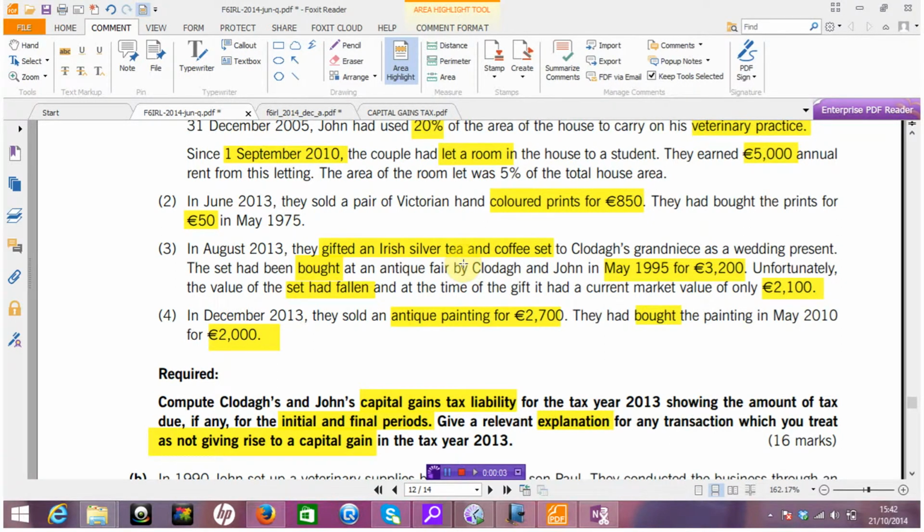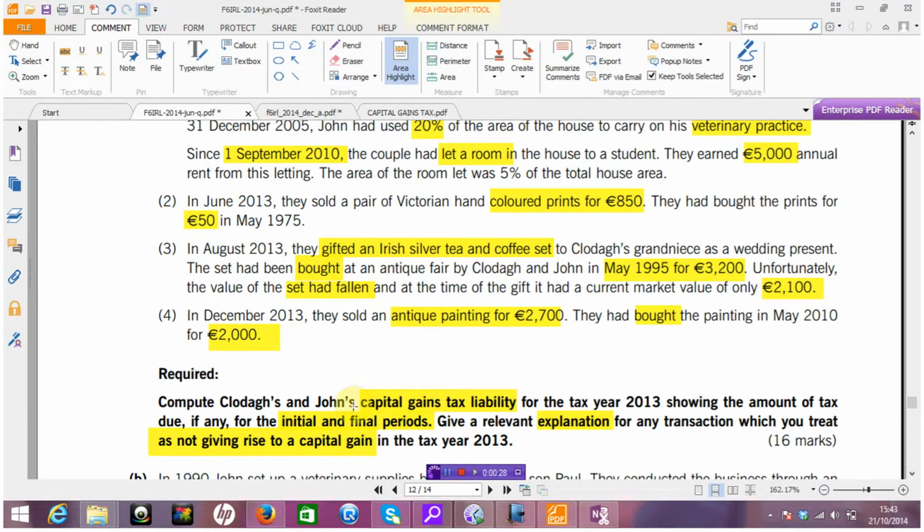Hi everyone, this is a short screencast for Independent Colleges Dublin for F6 taxation under the Irish syllabus for December 2014. In this particular screencast we're going to cover capital gains tax at a basic level, and particularly we're going to look at question 3 from the June 2014 paper for F6 IRE.